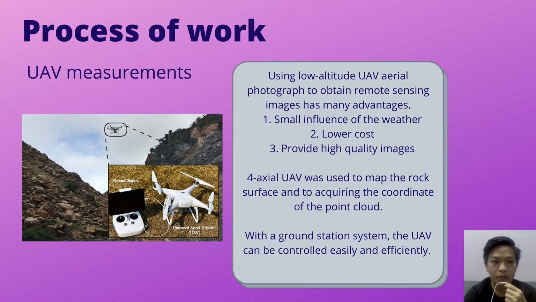Next, I will explain about process of work and data. First, UAV measurement. Using low-altitude UAV aerial photographs to obtain remote sensing images has many advantages. First, small influence of the weather. Second, lower cost. And third, it provides high-quality images. A 4-axial UAV was used to map the rock surface and to acquire the coordinates of the point cloud. With a ground station system, the UAV can be controlled easily and efficiently.